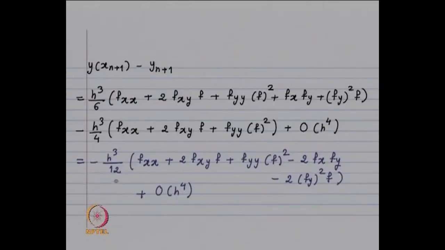So, this is equal to, when you simplify, minus h cube by 12 times this factor plus the term of the order of h raised to 4. So, this is one of the undesirable properties of the Runge-Kutta method. When you look at y(x_{n+1}) minus y_{n+1}, we look at the coefficient of h cube. That coefficient of h cube is quite complicated, and then you have higher order terms. I will talk about this a little more in detail when we compare Runge-Kutta methods with other methods.